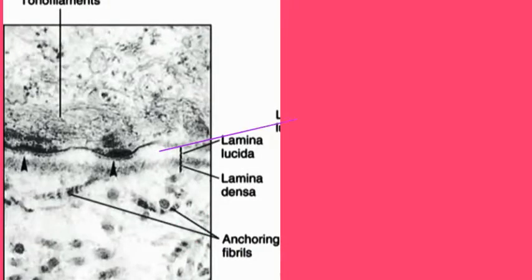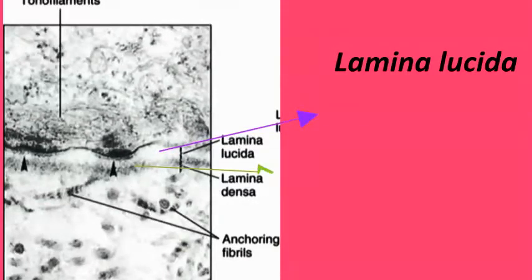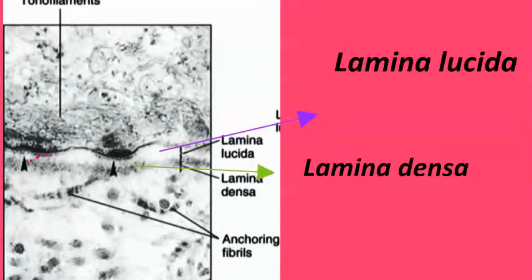In this picture you can see a clear zone. It is lamina lucida. Just below the lamina lucida a dark zone is present. It is lamina densa. These are anchoring fibrils. They form loops and are inserted into the lamina densa.